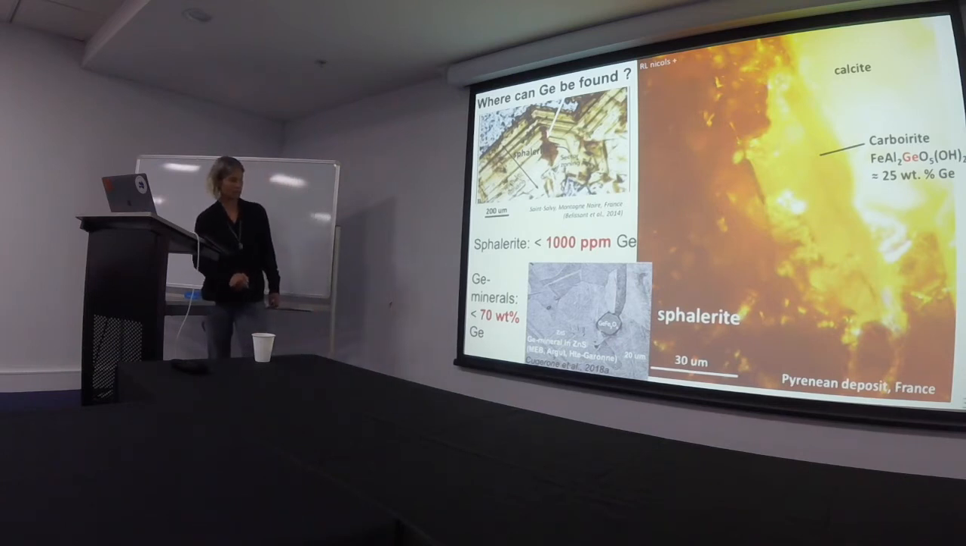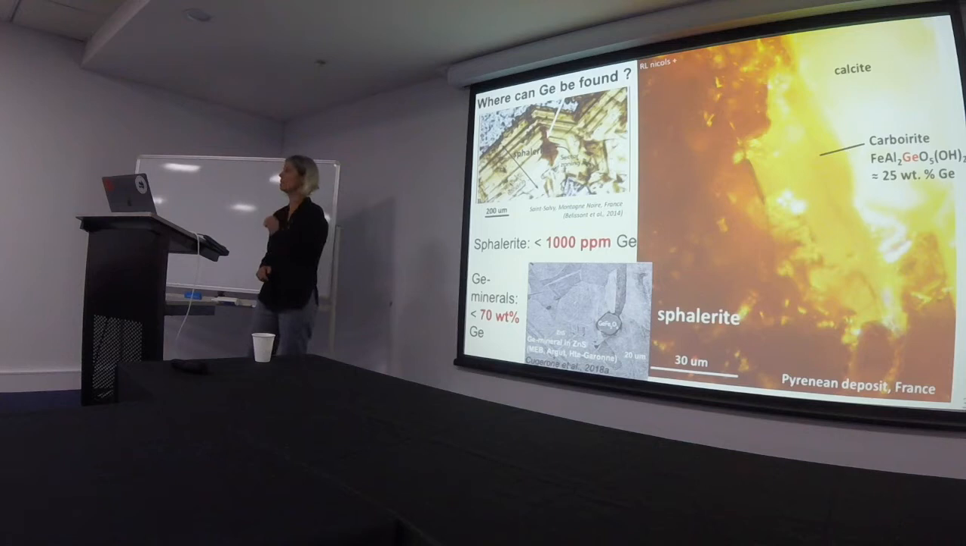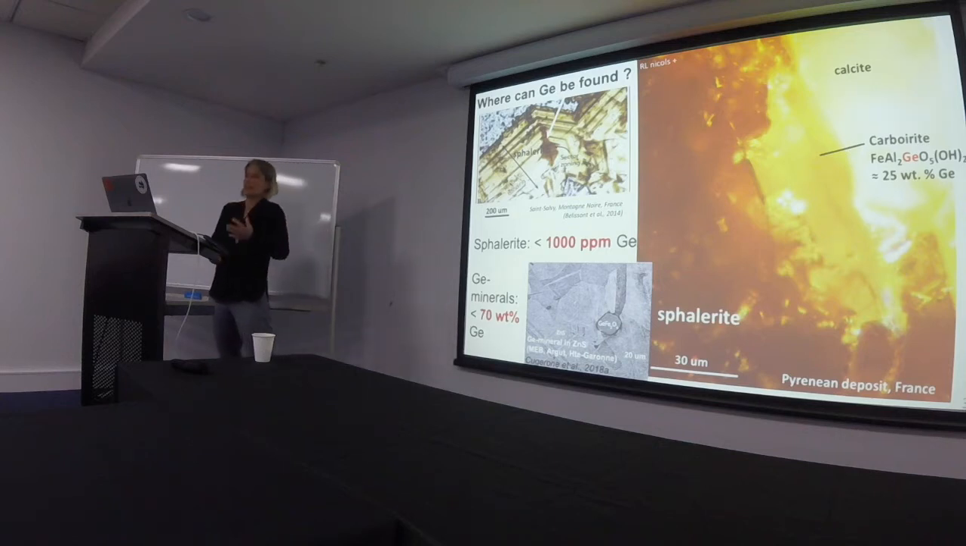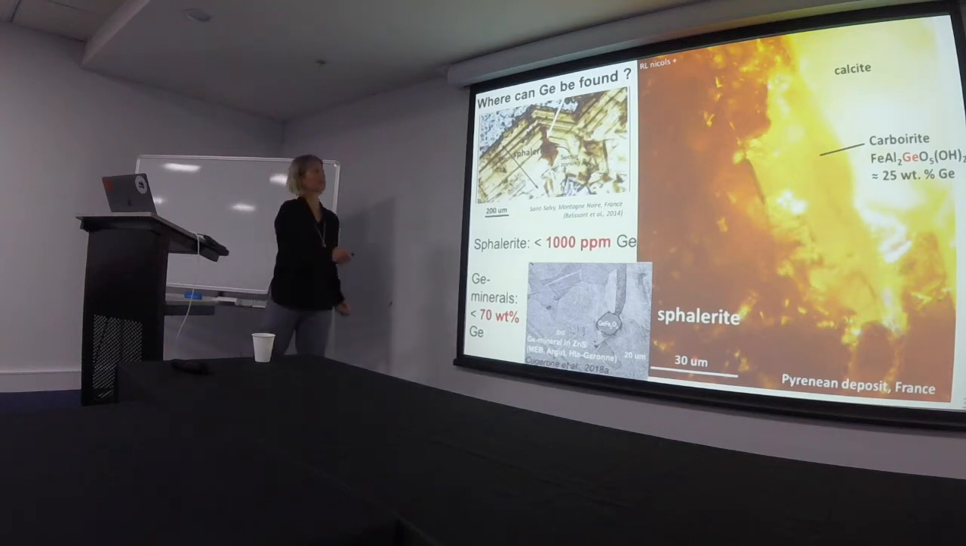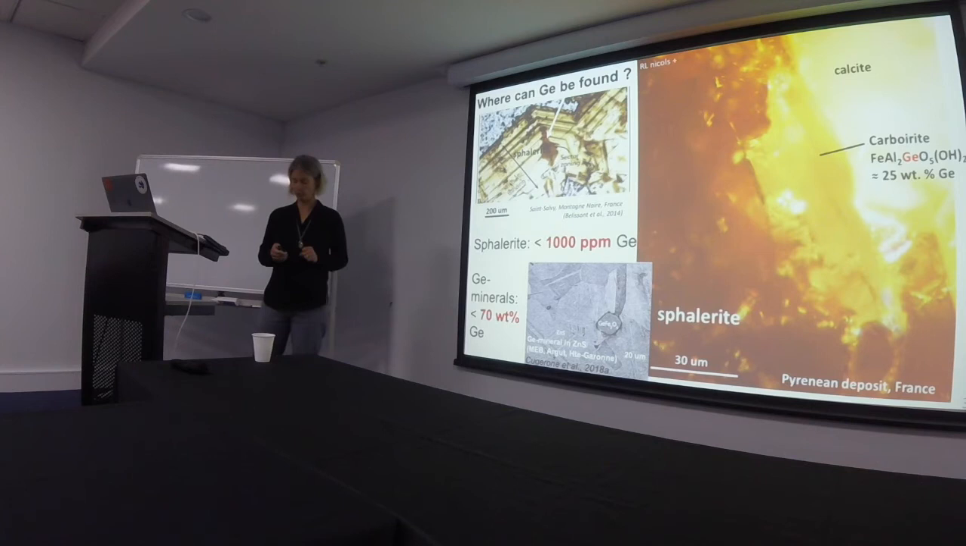On this picture here, you can see a germanium iron oxide, which is named brunogeierite. The scale here is 20 microns. So this can be concentrated up to 78% germanium. So these are really like germanium bombs compared to what you can find very diluted in the sphalerite lattice. This is from the mineralogical point of view.